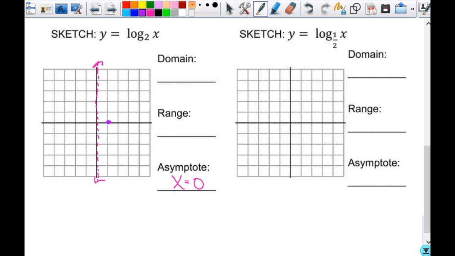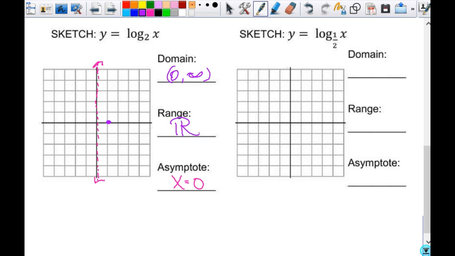So I ask you again, does your domain change? Yeah, it does. When you do the log, if it's a parent function and you haven't transformed it at all, are any of your x's going to be 0? Well, obviously not, but are they going to be negative? Can you plug in a negative x right here? No, right? So what is my domain going to look like? 0 to infinity. Good. What about my range? All real numbers.